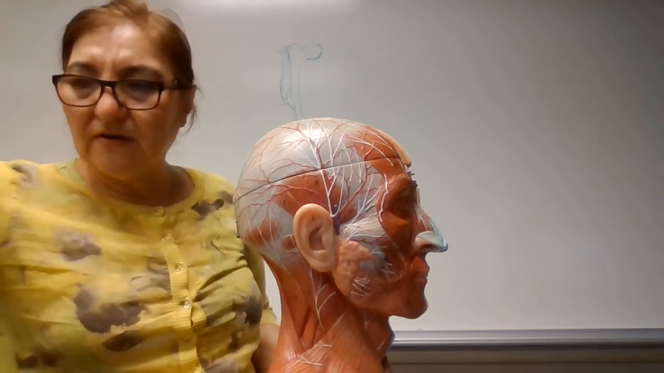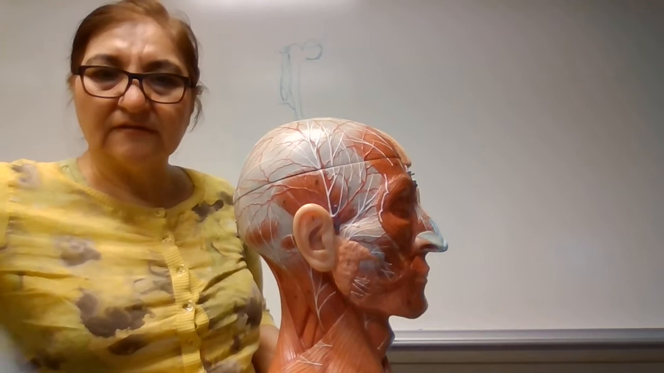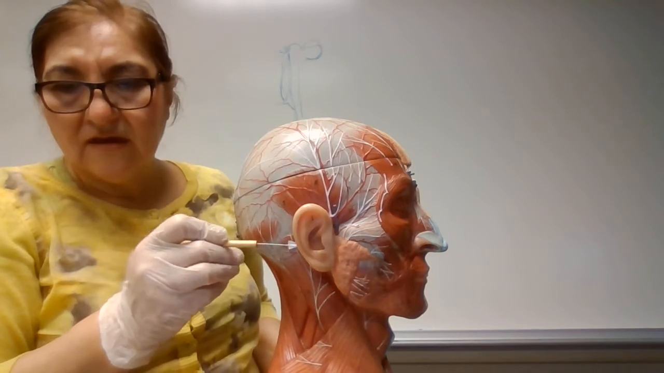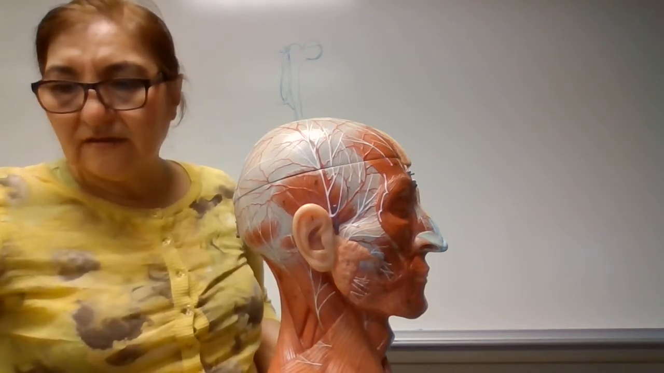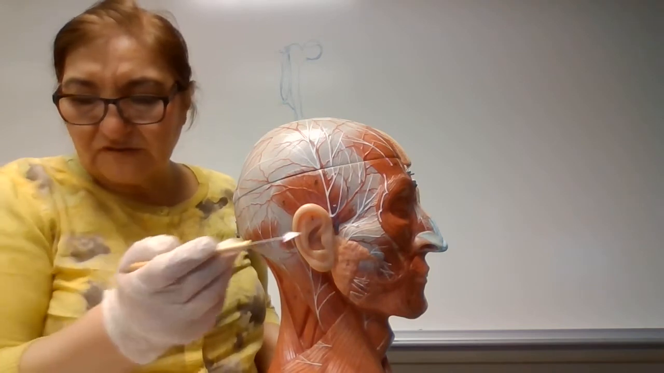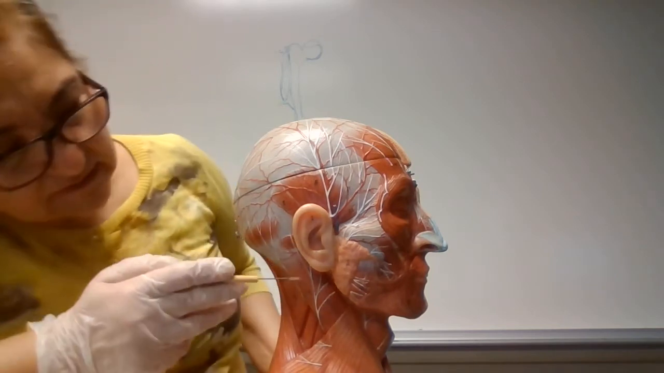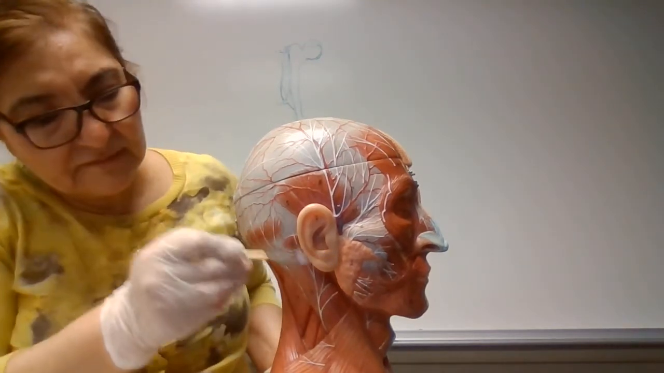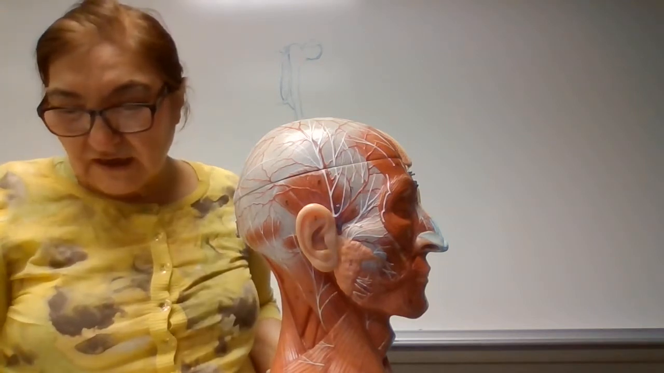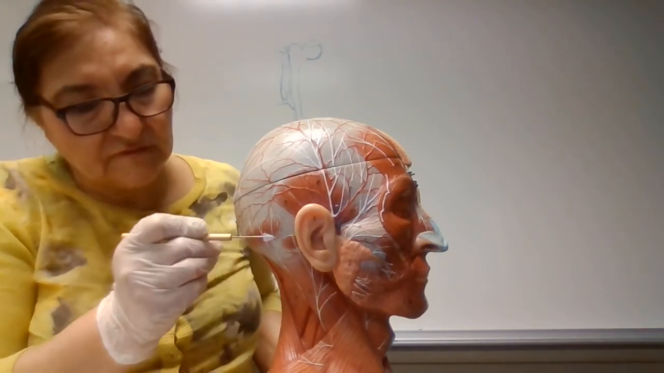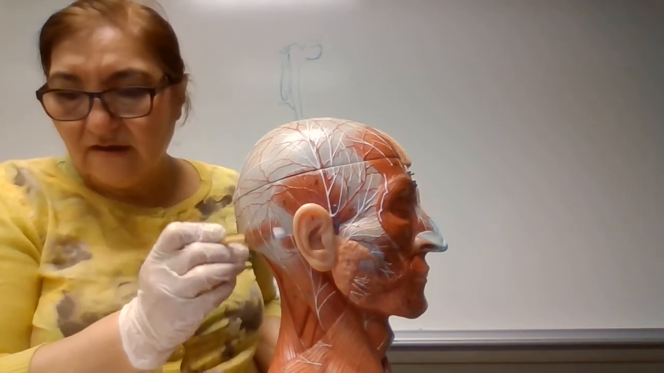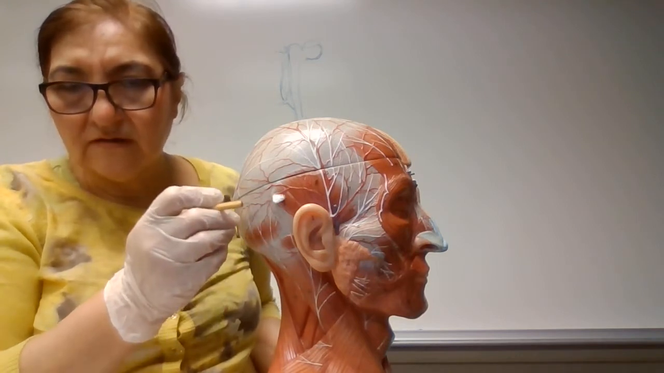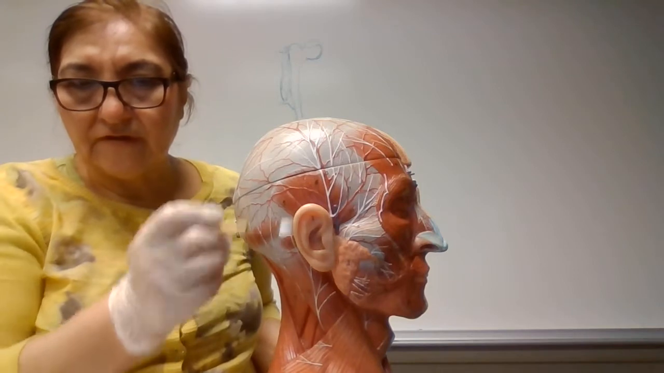Okay, let's talk about the posterior auricularis. Posterior auricularis is this muscle. The origin is the mastoid area. This is the mastoid, the muscle here in the back, and I'm touching that part, the mastoid. The insertion is the posterior part of the ear. The action is to draw the ear upward. And the facial nerve innervates this muscle.